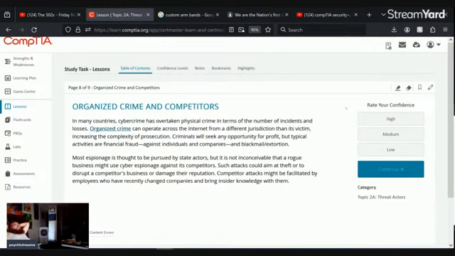Most espionage is thought to be pursued by state actors, but it is not inconceivable that a rogue business might use cyber espionage against its competitors. Such attacks could aim at theft or to disrupt a competitor's business or damage their reputation. Competitor attacks might be facilitated by employees who have recently changed companies and bring insider knowledge with them.